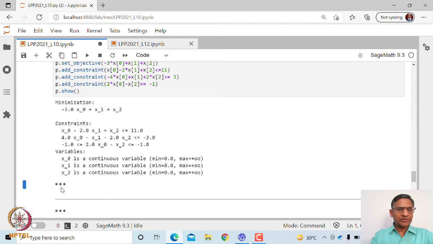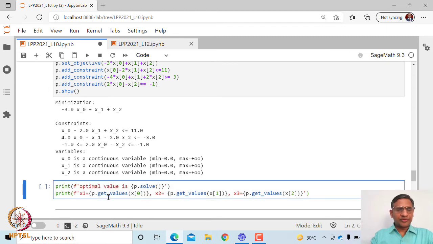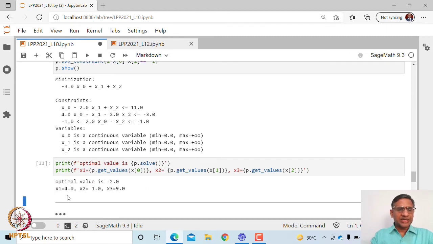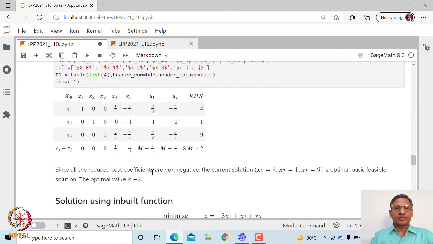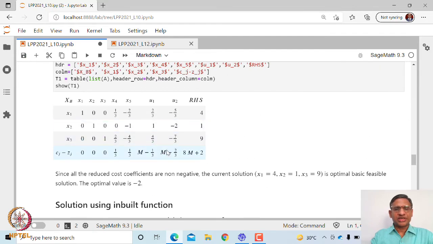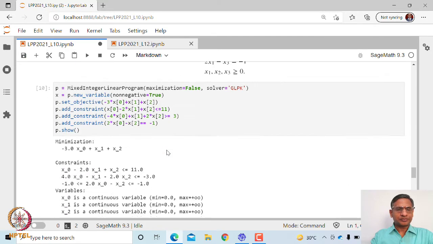And when we solve this, we can see here the solution occurs at x1 is equal to 4, x2 is equal to 1, and x3 is equal to 9. That is what we obtained when we did the step-by-step big M method, and the value of the objective function is -2. So that matches with what we did in the step-by-step big M method.